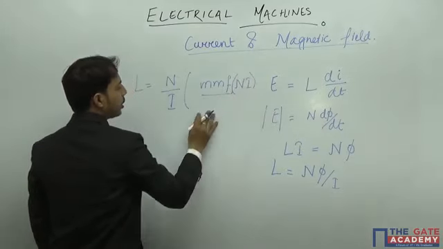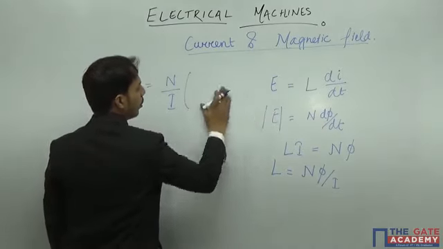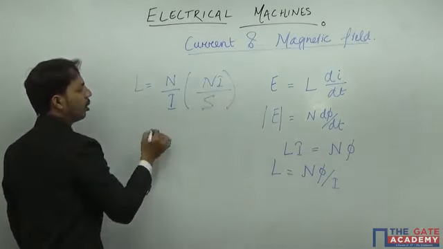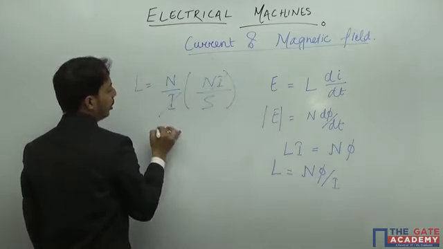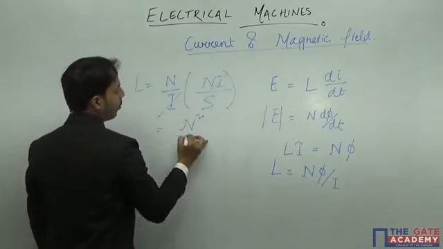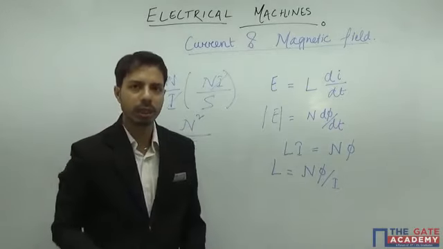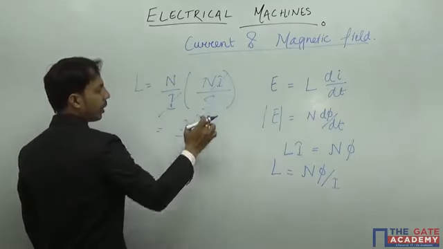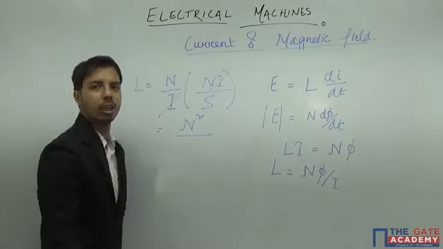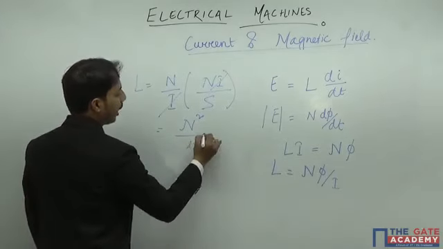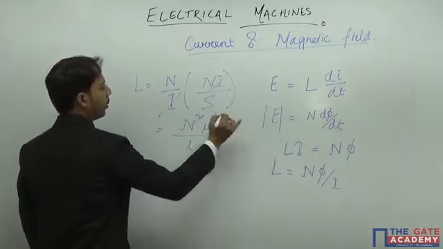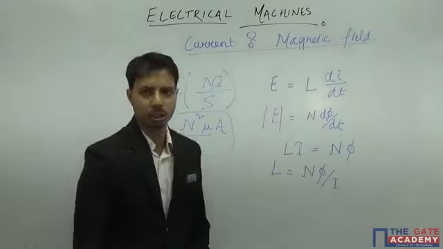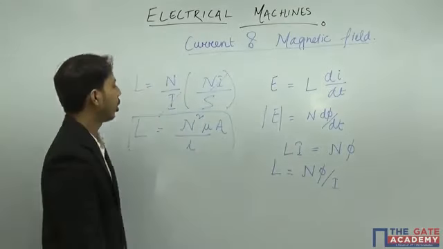And what is reluctance? Let us say this is S, so the I will get cancelled, and it will be N square by reluctance. We know the expression of reluctance, so instead of putting S here, we can put the expression of reluctance, which is L by mu into A. So this is the inductance of the coil, or solenoid, we can say.